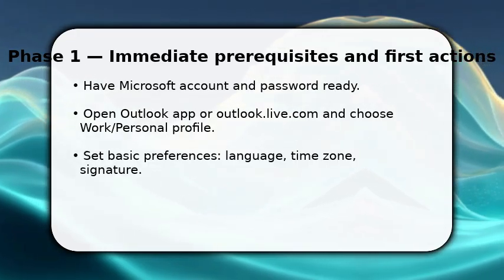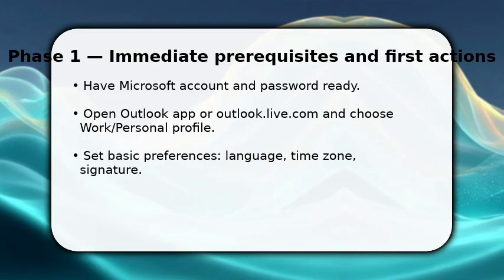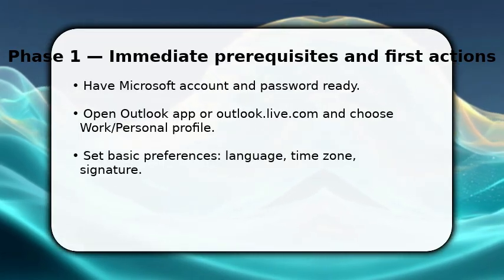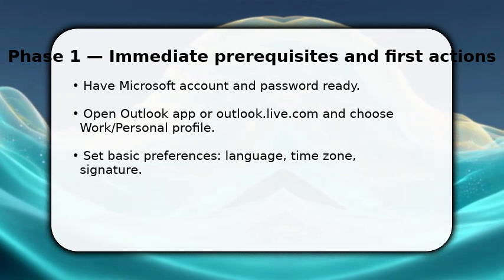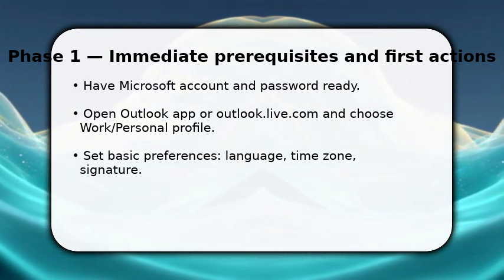Next, set language and time zone so timestamps match your needs. Add a concise signature for outgoing mail. These first steps get your account visible and prevent common sync or identity issues later.